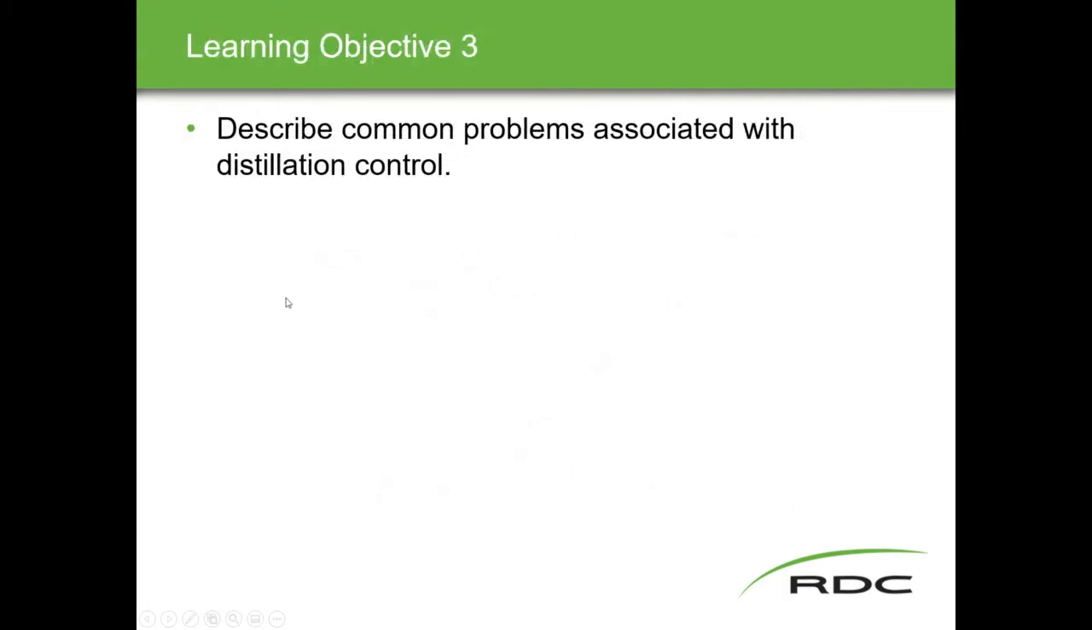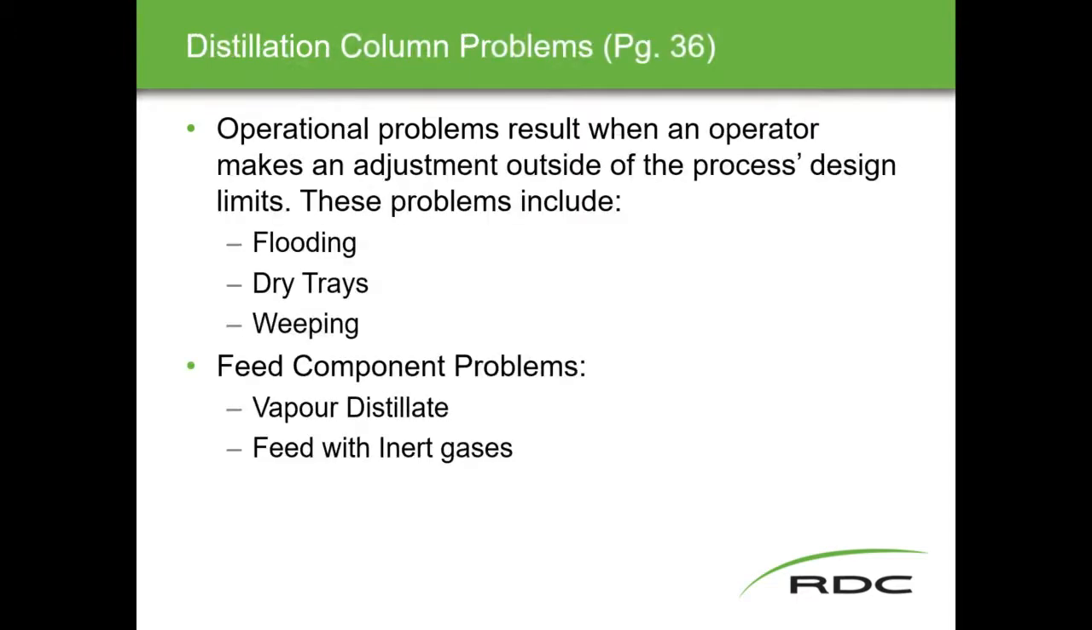Okay, objective three, we're going to talk about common problems associated with distillation control. So all the stuff that can go bad. This is good and cool because you can simulate all this stuff when you get to do the distillation lab in a couple of weeks. You wouldn't want to do this at work because it would cost you a lot of money and make lots of people unhappy. But you can simulate all these problems at the college because there is no consequence. So let's look at some of the common problems associated with distillation control.